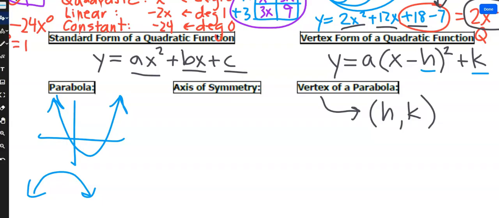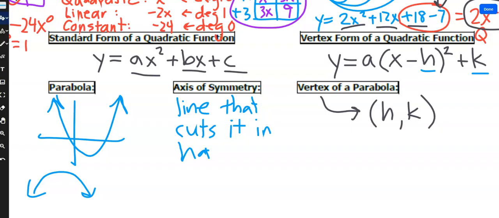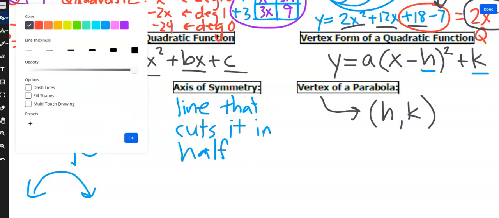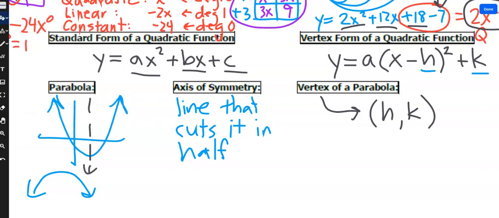Now, the axis of symmetry is a line that cuts it in half. In our case, we're going to have vertical lines that cut it in half. And vertical lines are always x equals a number, right? These are vertical lines.